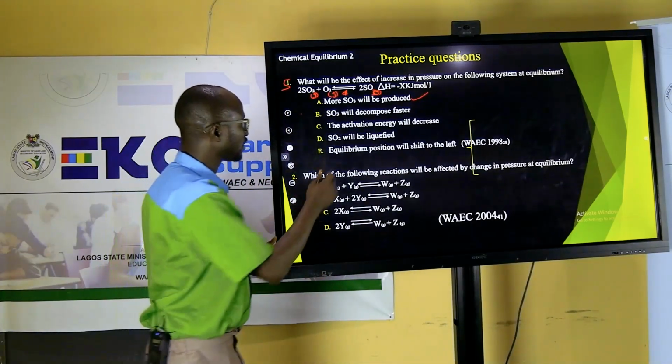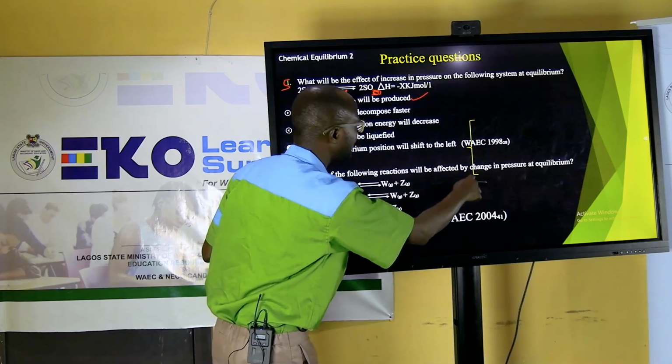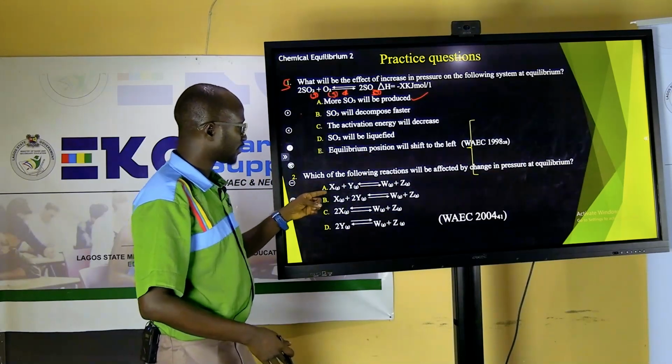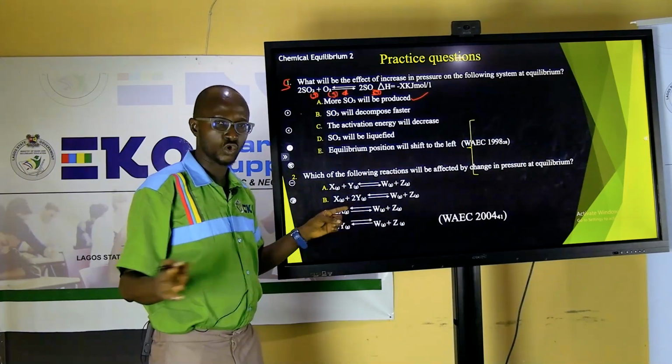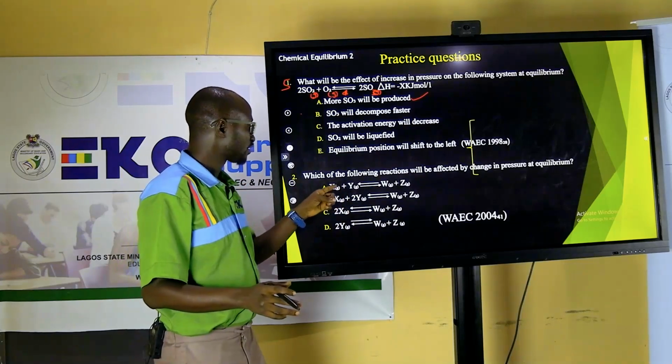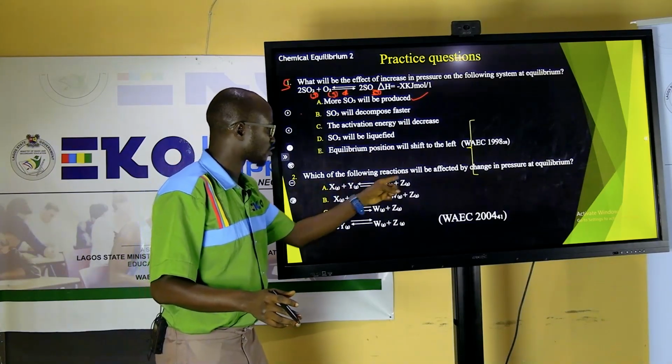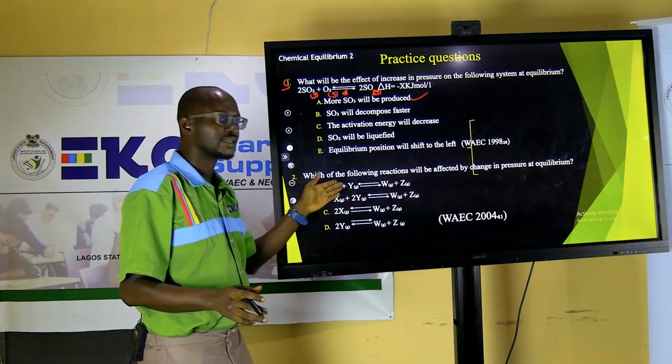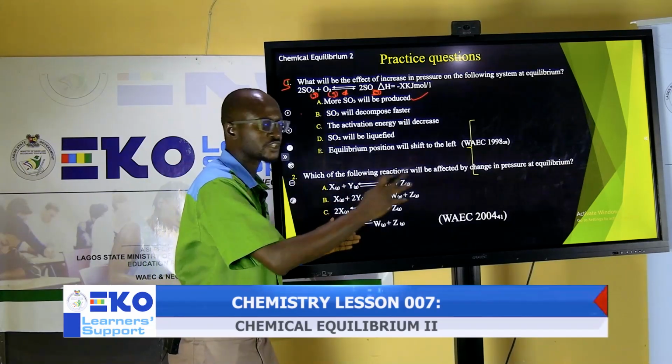So let's look at the options. The question is which of them will be affected by change in pressure? A, will it be affected by change in pressure? No. Thank you. Because we have 1 plus 1, 2, and 1 plus 1, 2. So 2 is on the right side, 2 is on the left side. They are equal, so pressure cannot affect it.